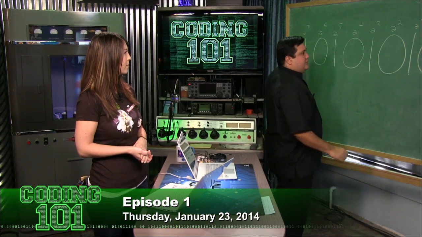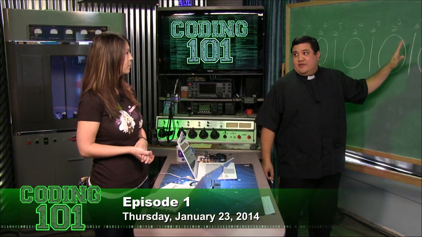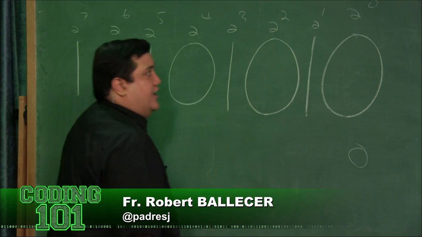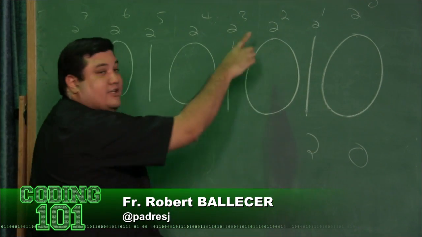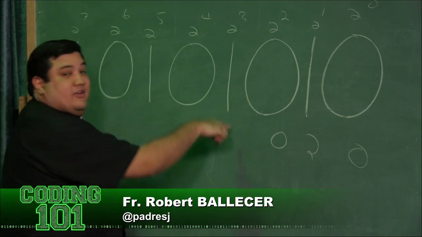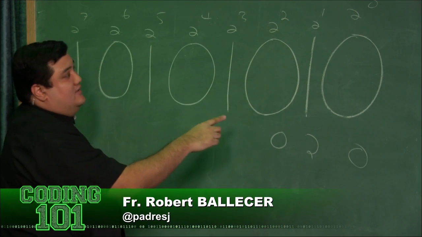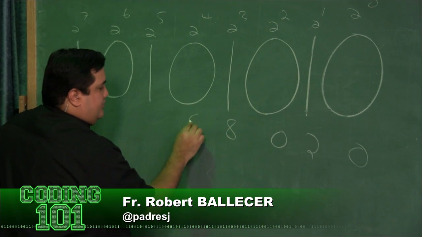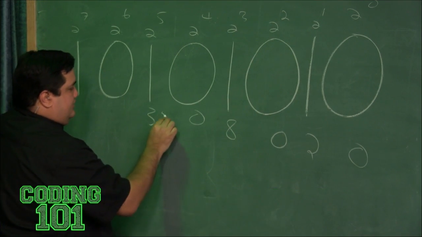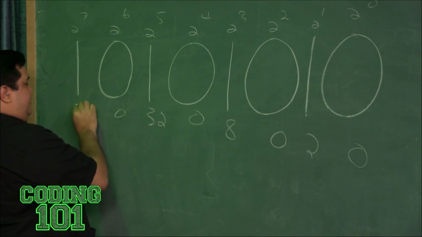Okay, so here's how it works now. If I've got these 8 positions with those powers to them, if it's a 0, I don't count it. If it's a 1, I count it. So 0 means there's nothing there. This position means I'm adding 2. This position means I'm adding 0. This position means I'm adding 4. This is 8. This is 0. This is 32. This is 0. This is 128.